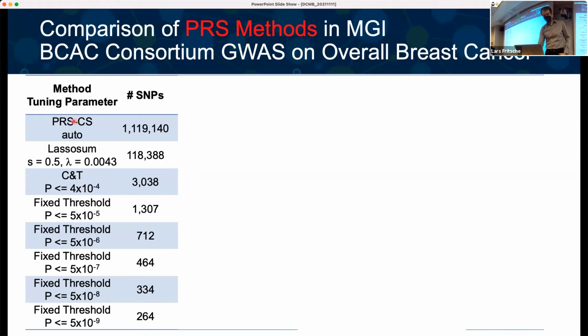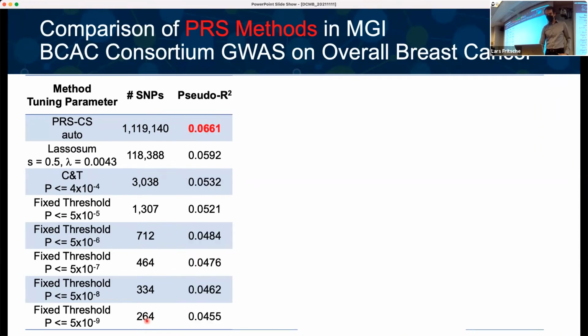Here what I'm showing is PRS-CS, the Bayesian method, plus some regression method, penalized regression, and you have clumping and thresholding, and then different fixed thresholds. I already ordered it here by decreasing number of SNPs. So this Bayesian method includes over 1 million SNPs condensed into one single score. PRS-CS-auto trimmed this number to 100,000. But then depending on those thresholds, in the highest setting you end up with 264 SNPs. And what we found, and I already ordered it by performance in terms of pseudo R-square, is that PRS-CS was the method that worked best.